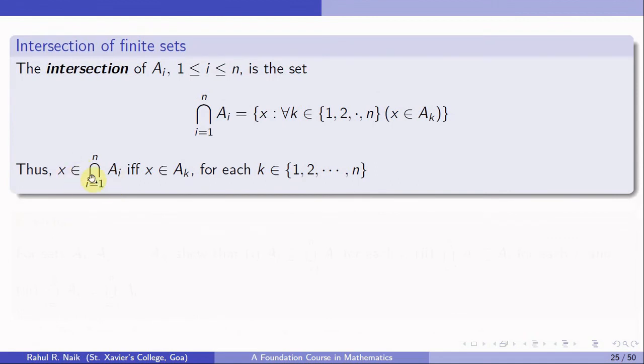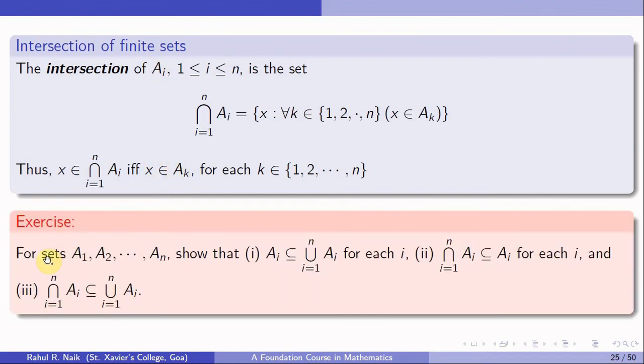Now this is a similar exercise which you can prove very easily using the idea. If we have these sets A1, A2 till An, the first thing that you need to prove is that each of these Ai is contained in the union of Ai, and the intersection of Ai, i running from 1 to n, is contained in each of Ai. Very simple. And again, you can see that the intersection of Ai is always a smaller set, so that is always contained in the union of Ai.